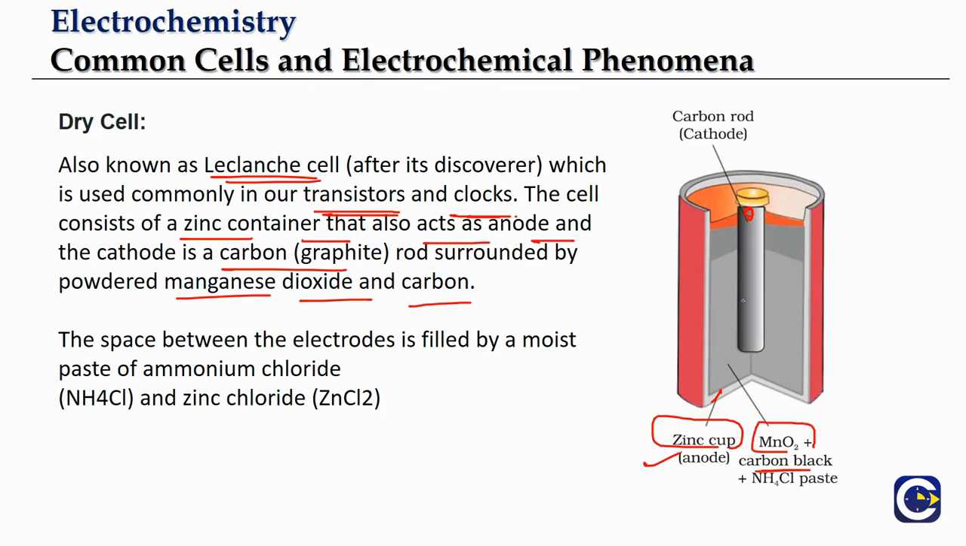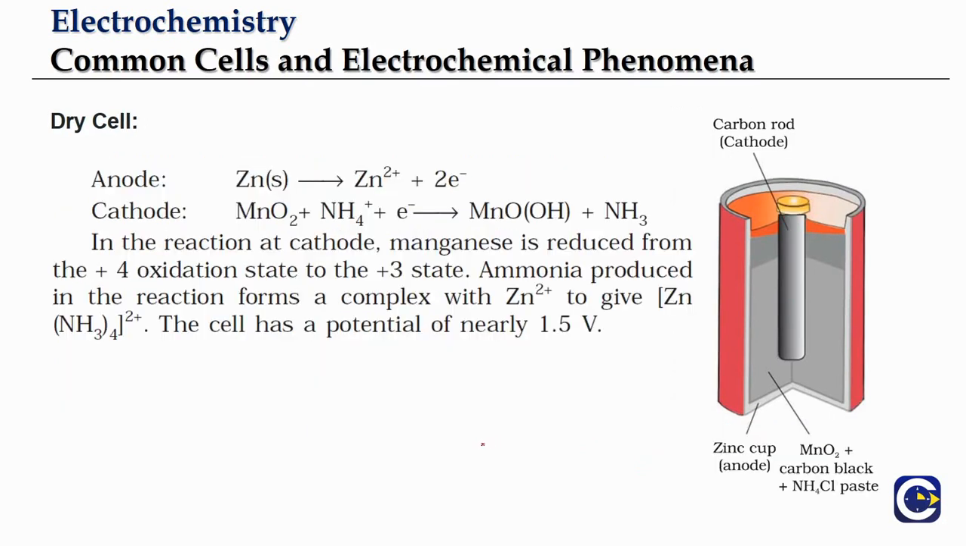Now the space between the two electrodes is filled by a moist paste of ammonium chloride, which is NH4Cl, and zinc chloride. So the space between the two electrodes is filled by what? It is filled by the moist ammonium chloride and zinc chloride. Now we look at what is the cell reaction in case of a dry cell or a Leclanché cell.